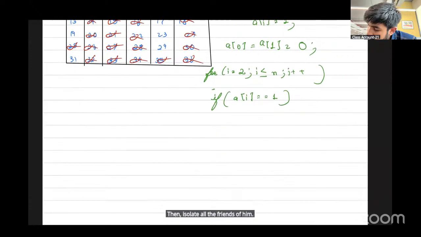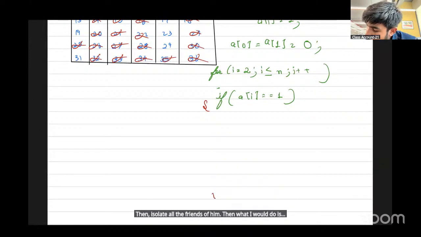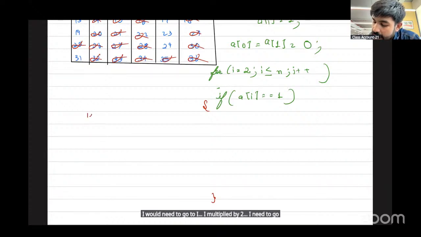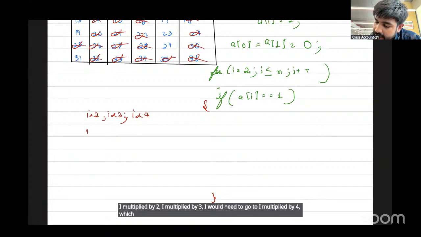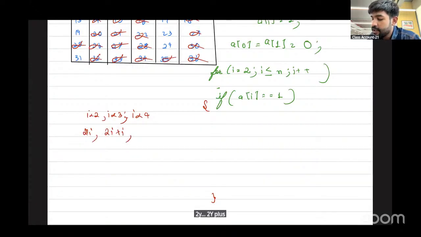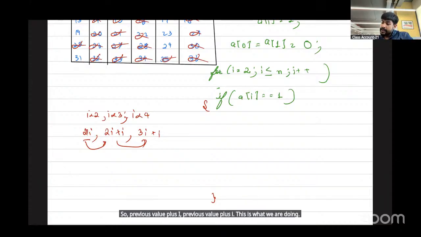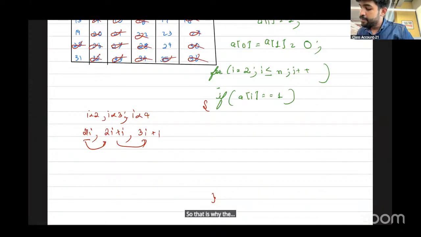Then I would need to go to i multiplied by 2, i multiplied by 3, i multiplied by 4, which is basically 2i, 2i plus i, which is 3i, plus i. So I can say this: previous value plus i, previous value plus i. This is what we are doing, so that is why the loop would be in this fashion.